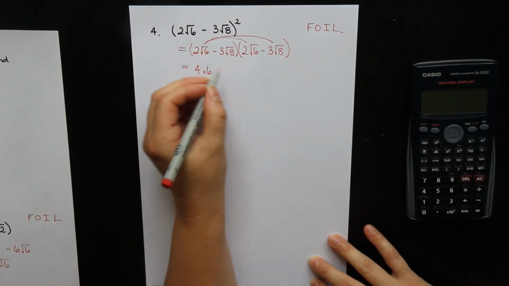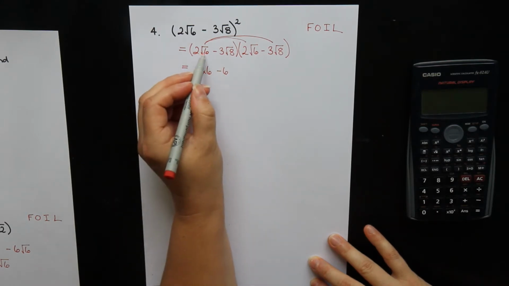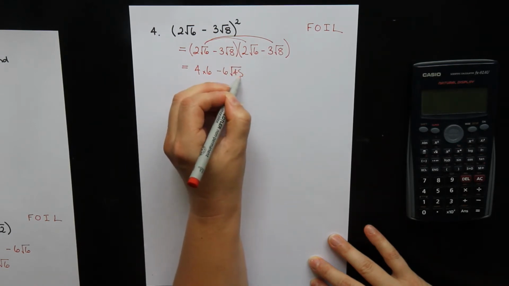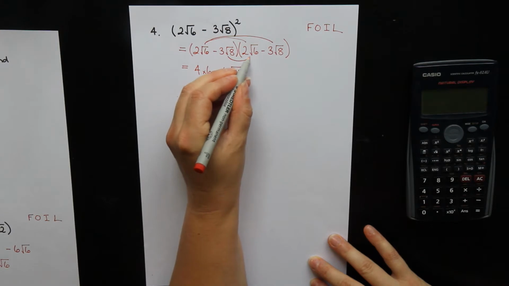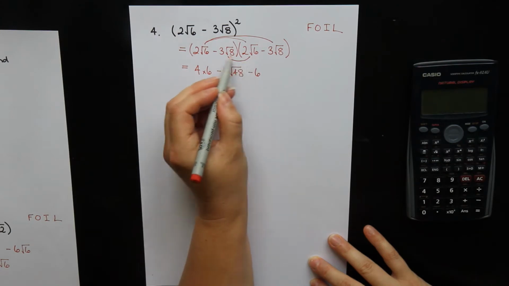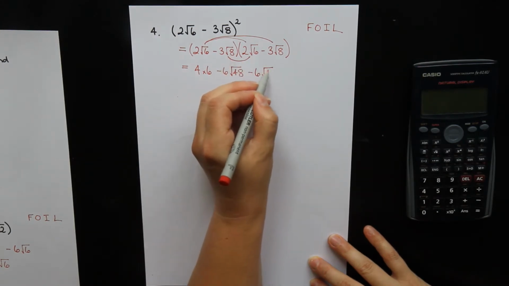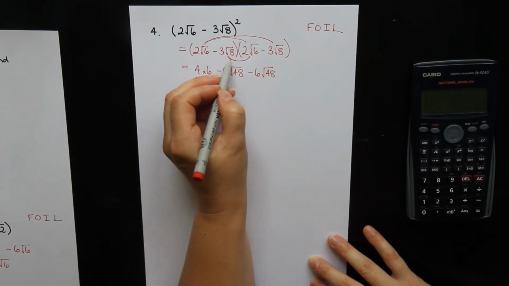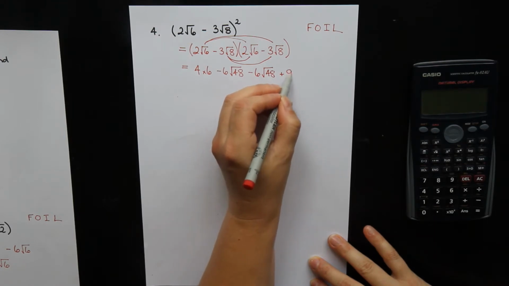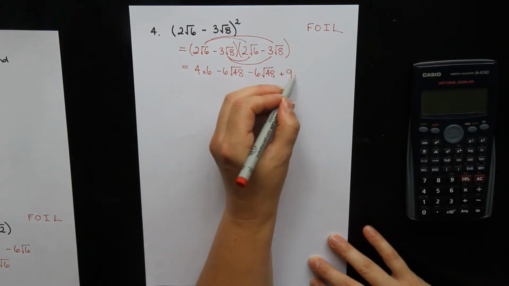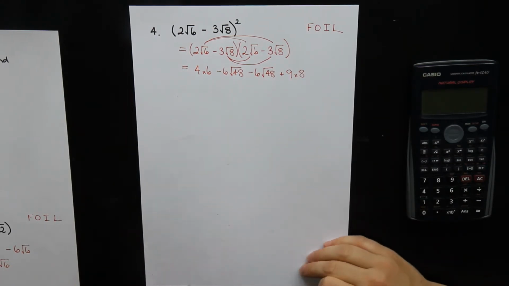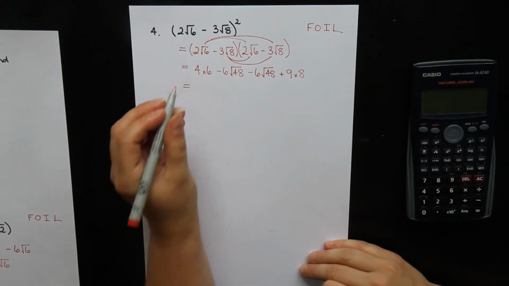Then we look at the outside ones. 2 times minus 3 is minus 6. 6 times 8 is 48. Then we come to the inside ones. Minus 3 times 2 is minus 6. 6 times 8 is 48 again. And then the last. Minus 3 times minus 3 is a plus 9. Root 8 times root 8 makes an 8 without a square root sign anymore. Okay, let's simplify. 4 times 6 is 24.